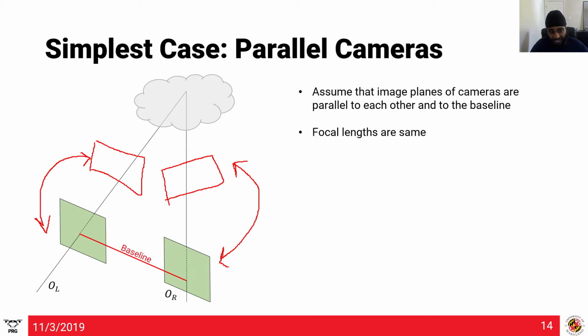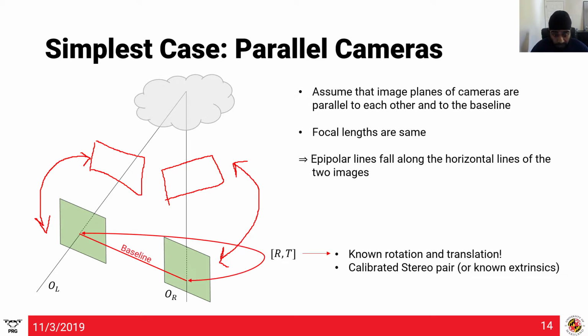If these two things hold true, we can say that my epipolar line falls along the horizontal lines of the two images. Also, if I have the known rotation and translation between these two cameras, also known as a calibrated stereo pair or known extrinsics, we can actually solve for depth using these two images. So let's see how it works.